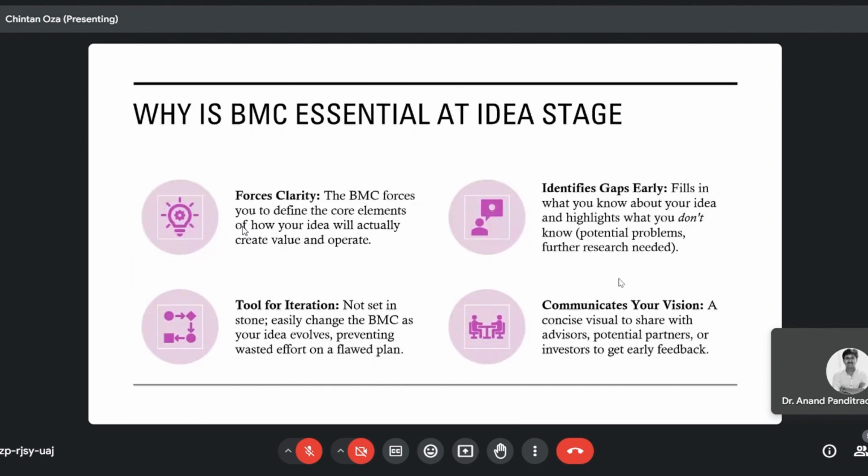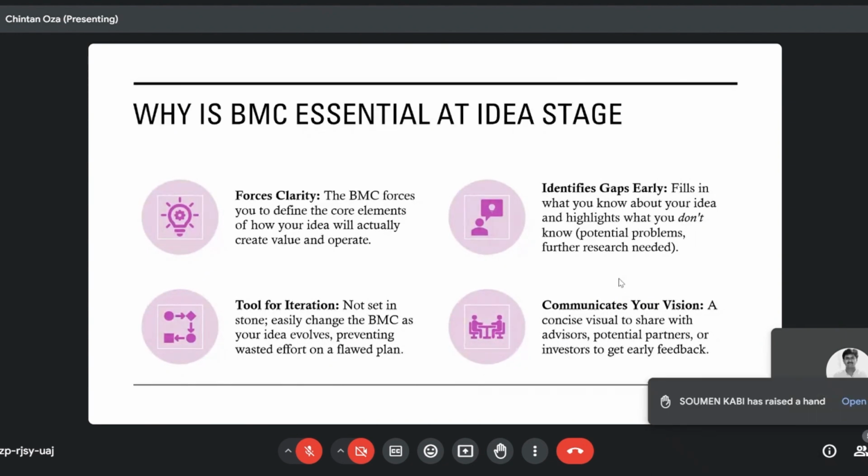It also helps you iterate. So it is not set in stone. It is not sacrosanct. It is not written once and forever. It is a flexible version. It is a liquid document. You can easily change the BMC as your idea evolves, preventing you from wasting efforts on a non-productive plan.